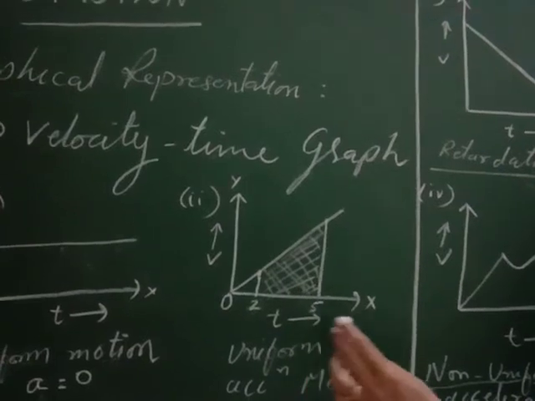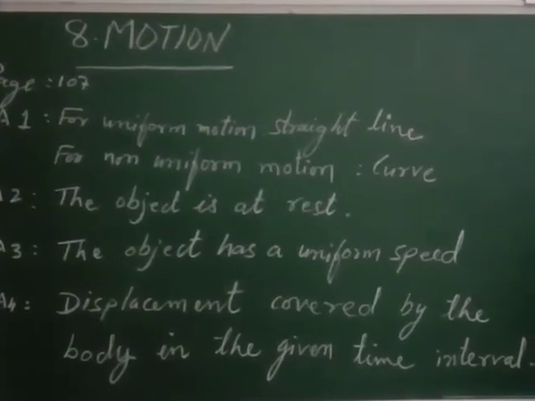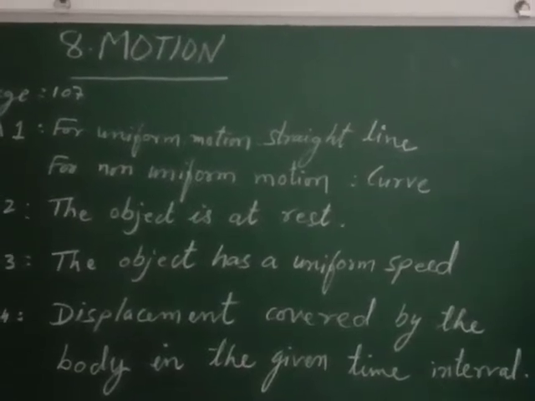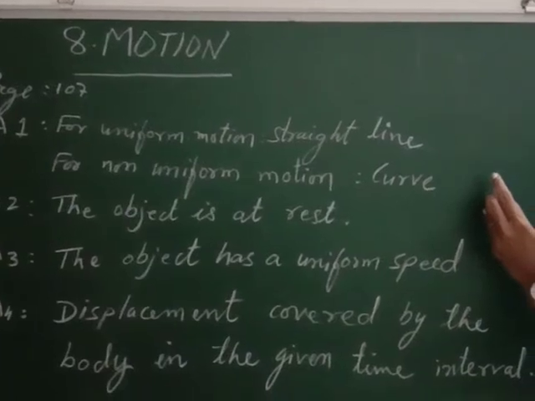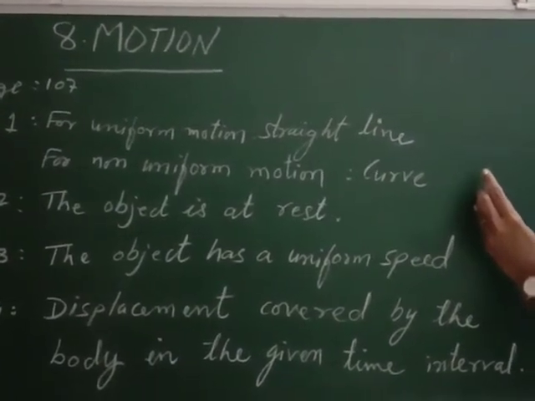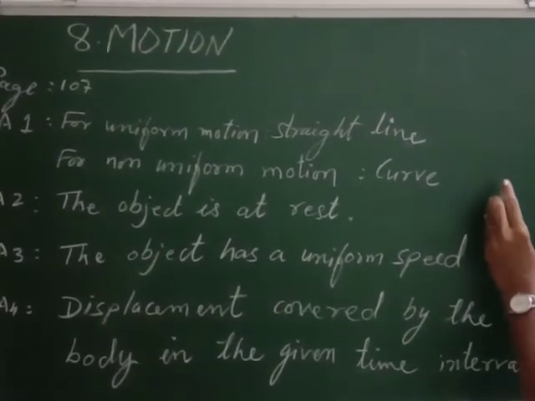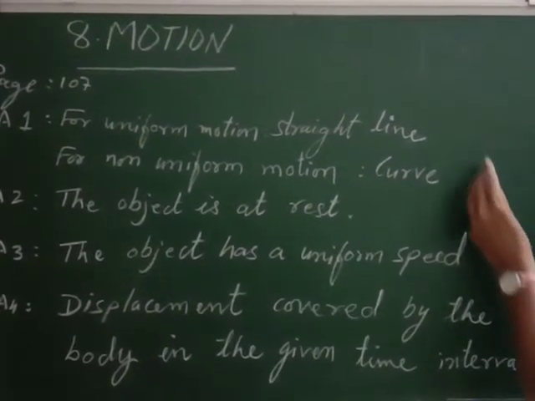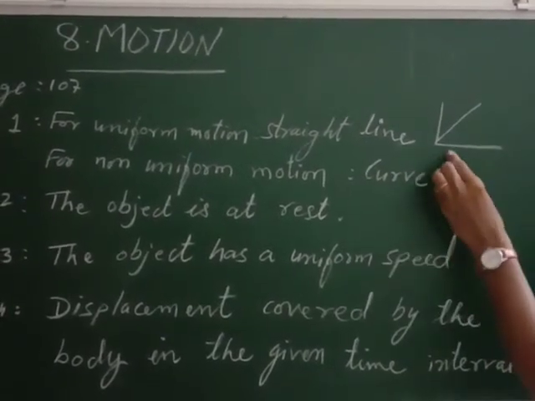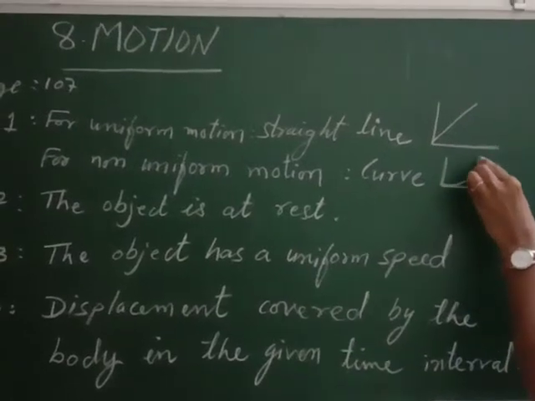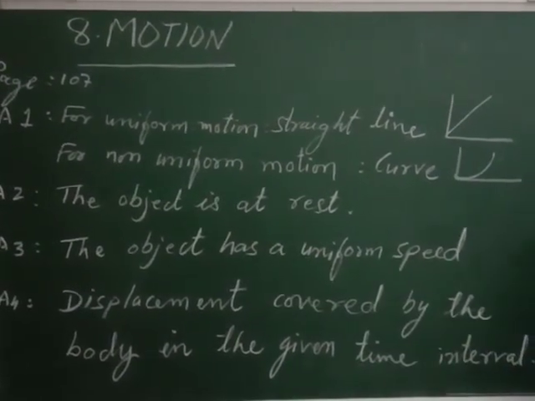Now let us see the question answers of the remaining page. Now the question answers of page number 107. Question number 1 is, what is the nature of the distance time graph for uniform and non-uniform motion? We had already explained that for uniform motion, it will be a straight line like this. And for non-uniform motion, it will be a curve.